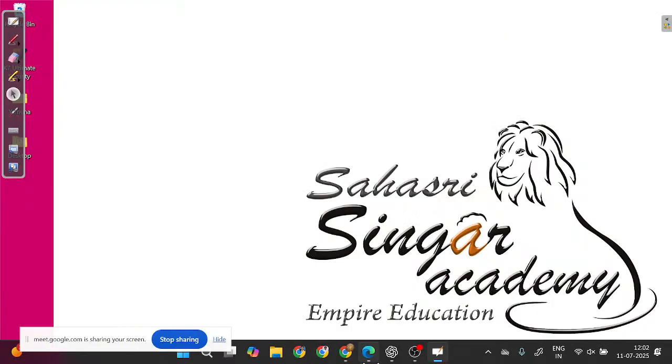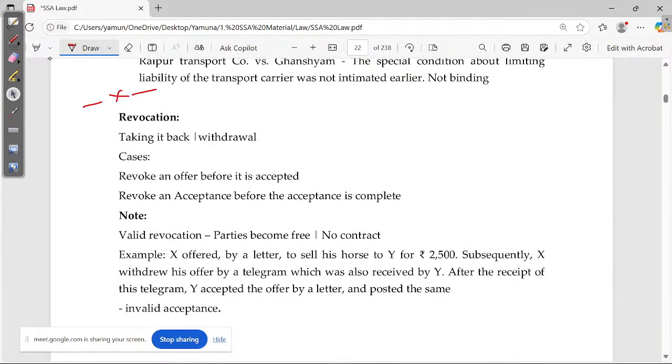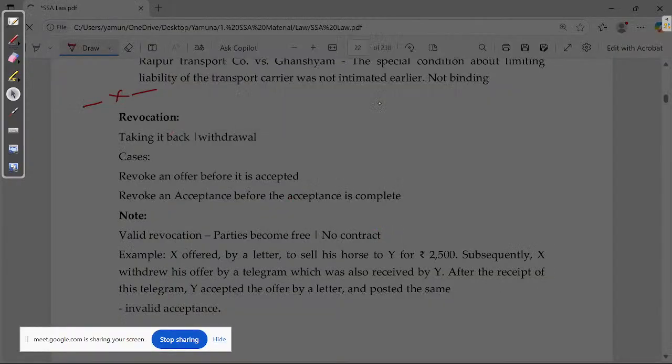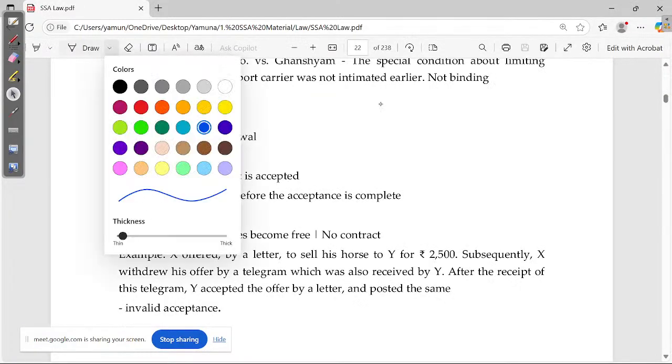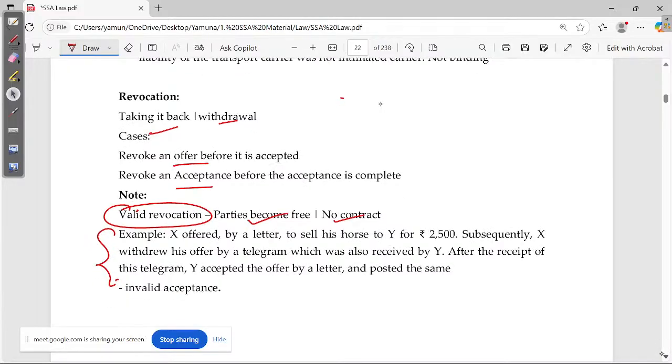I'll take over from the material. So revocation, taking it back, or withdrawal. It can be in cases related to offer and acceptance. Okay. Valid revocation means there is no contract, so parties become free. So no contract. Example, the same which I discussed. It's the same over here. You can refer later.